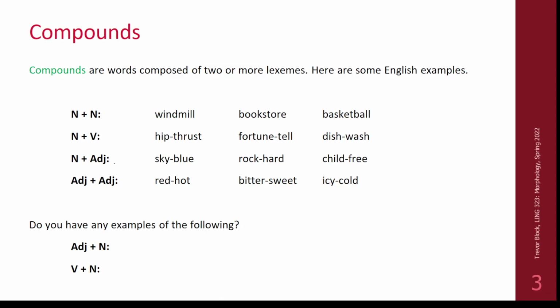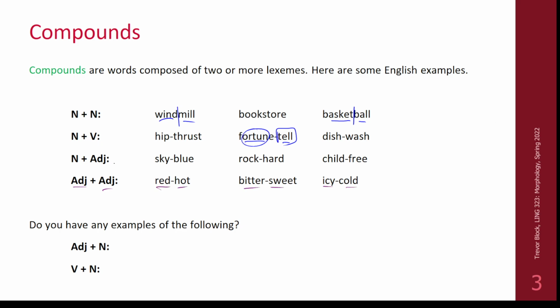As a reminder, compounds are any words that consist of two or more lexemes. So these are like words in English. We can do noun plus noun to make windmill. Wind is a noun, mill is a noun. Same with basketball. We can do N plus V, like fortune-tell. Fortune is a noun, tell is a verb. We could do adjective plus adjective, like red hot, bittersweet, icy cold.